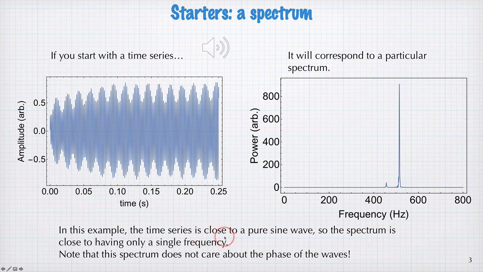Now in this example, the time series is close to a pure sine wave, but not quite, and that's why it's nearly a single frequency, and it's all bunched up together, but there is some distribution of frequencies. And I want to note here as well that the spectrum that we're looking at here does not care about the phase of the waves. If I took a few different sine waves here and added them together to try and replicate this curve here, if I changed the relative phase of these waves, I would change the shape of this curve. The spectrum doesn't care about the phase, it only cares about the amplitude of each different frequency. And when I say frequency, I mean how much of a particular frequency sine wave I have.